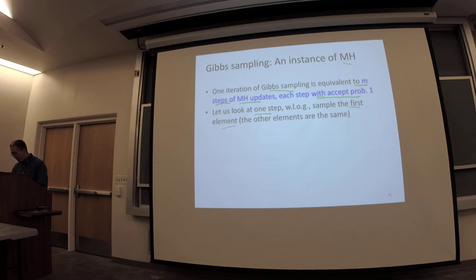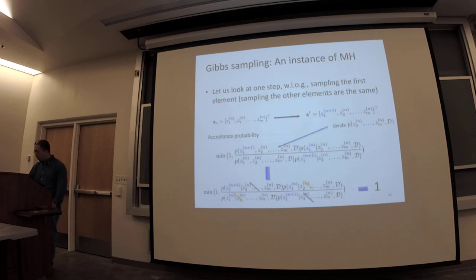We can first sample one element, and the other elements will follow exactly the same procedure, right? If you just look at one step of Gibbs sampling, say I'm going to sample the first component given all the other components, then the proposal distribution will be the conditional probability of z1 given z2 to zm. Remember, we now switch back to our Metropolis-Hastings procedure. We're going to first generate a candidate sample from the proposal distribution and then test whether I'm going to accept it or not, right? So my proposal distribution will be the conditional distribution of z1 given z2 to zm.